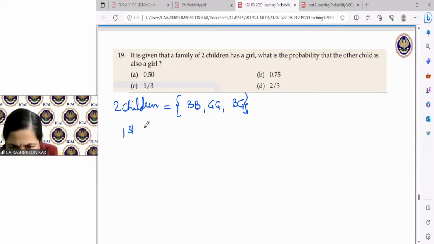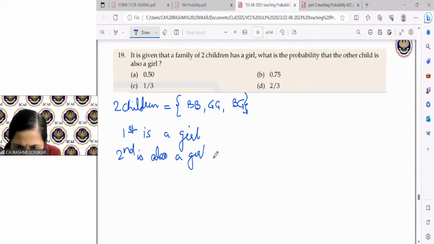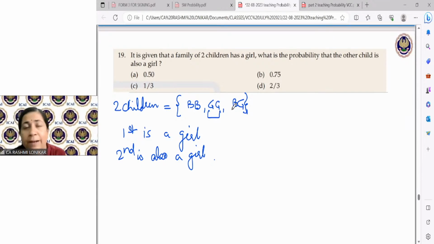First is a girl, second is also a girl. When does that happen? So how many times can it happen? Only once, because there are only 2 children. Had there been 4 children, you could have a different combination. But here you only have one pair of children.